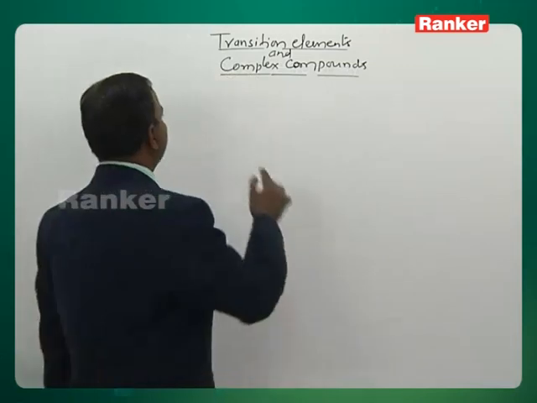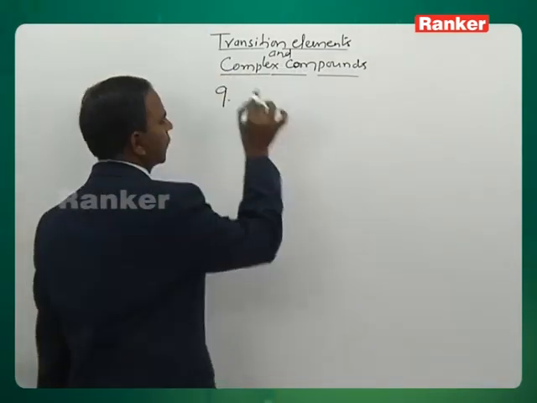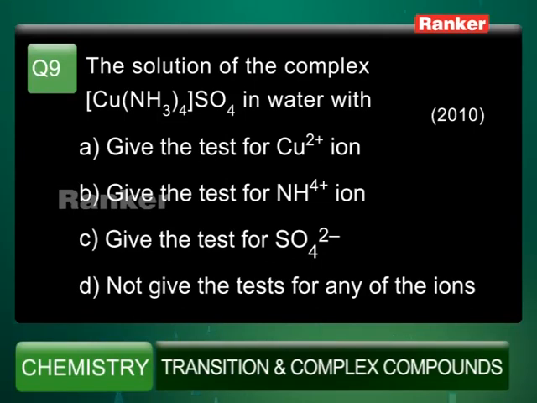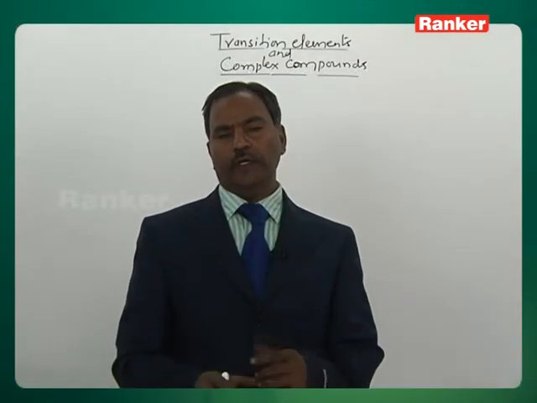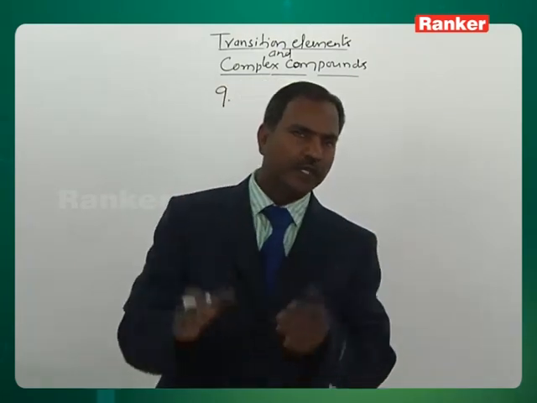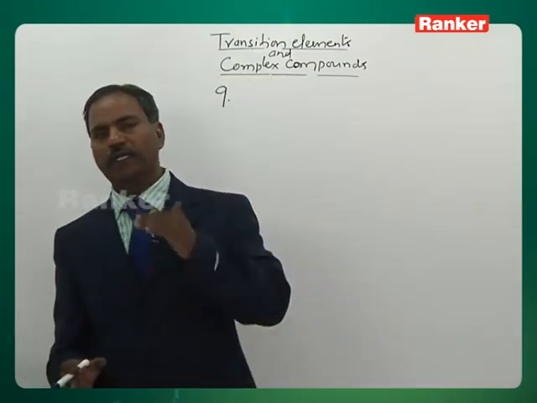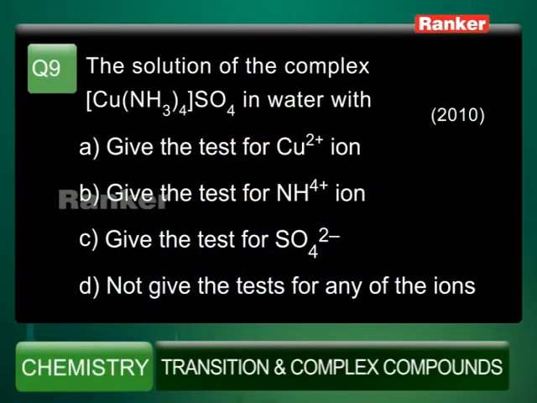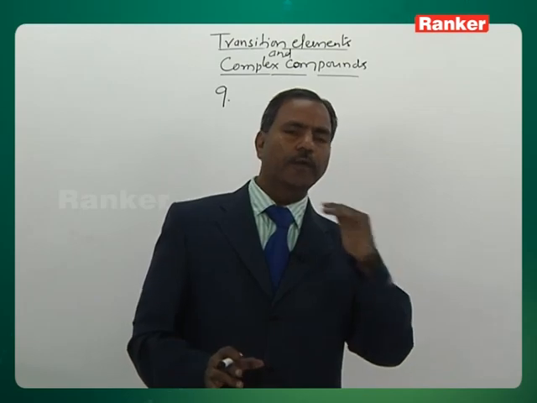Coming to question number 9. The solution of the complex [Cu(NH3)4]SO4 in water gives the test for what? A, Cu2+ ion? No. Once it is inside the bracket, it won't give any test for copper +2. Next, the test of ammonium? No. The ammine ligand is also within the bracket, so it won't give any test of ammonium ion.